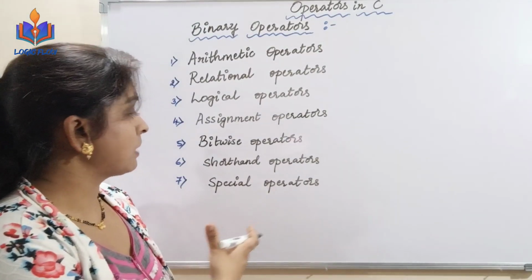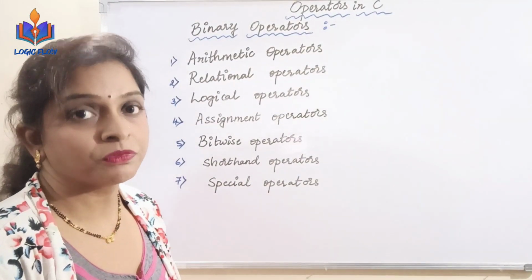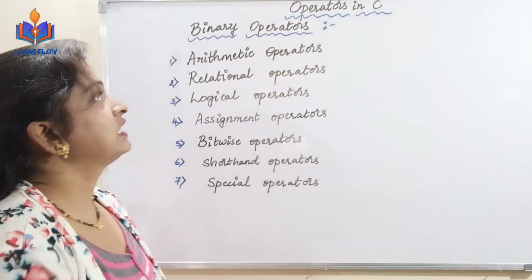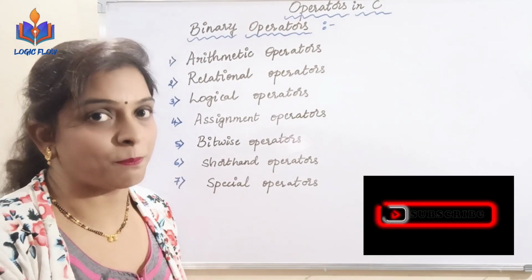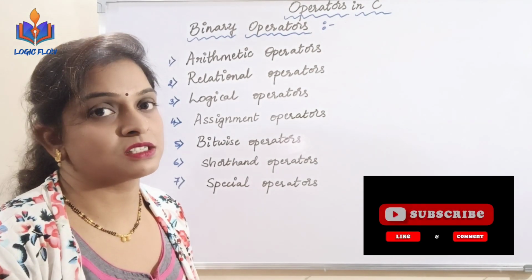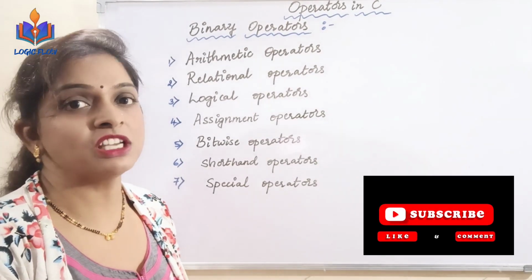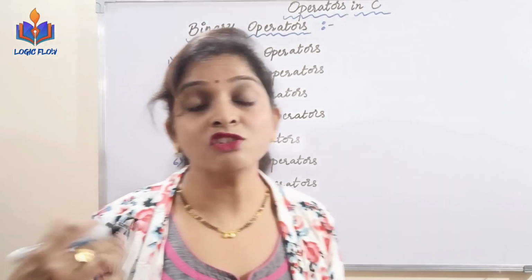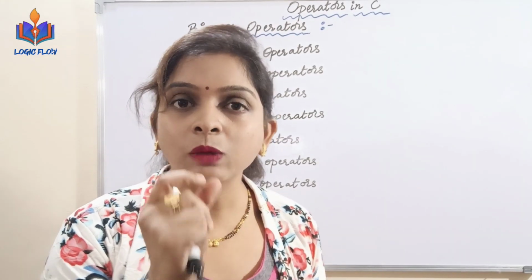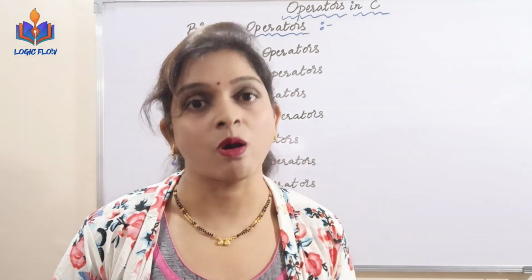Then you have some special operators also. We'll see to that. So these are all the binary operators. Binary means two operands. Minimum 2 operands are required to perform these operations. And the ternary operator, the third category, is an individual operator which uses 3 operands.